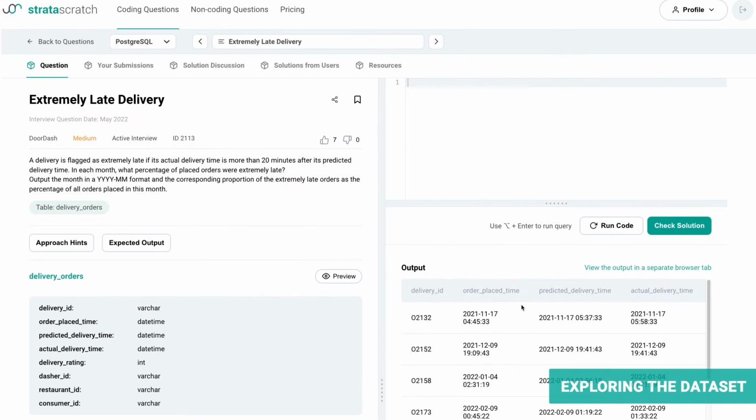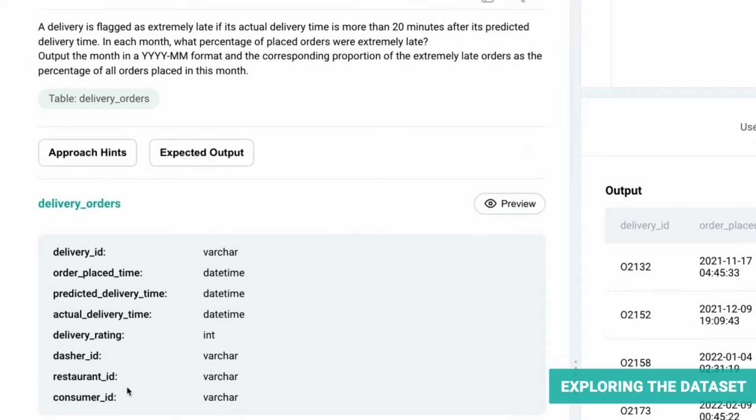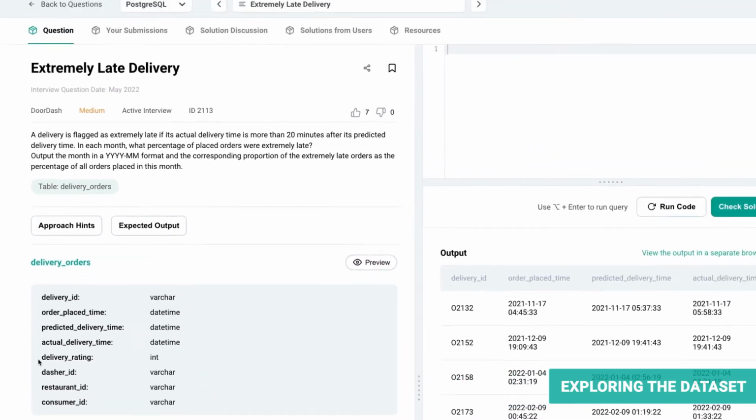Now, it's easy to imagine how this information was captured. If you think about the process, once an order is placed, it's assigned a unique delivery ID, and the relevant details about the order like the customer, the restaurant, the date and time of the order are then logged. The delivery time, or expected time of arrival for delivery, is computed, and the order is then assigned to a dasher whose ID is also included in the table. And once the order is delivered, the exact time is logged and the customer provides their feedback through a rating. And that's probably what happens to most of the orders.